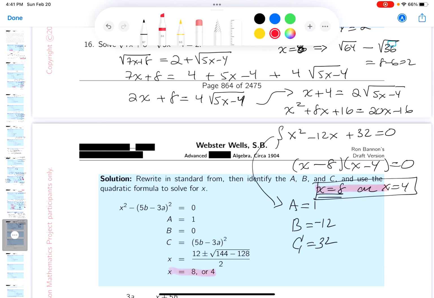I got that. Let me just see if they got the A, B, and the C wrong. Let me just see if the quadratic they wrote down is correct. What's this going to give me? X equals, well, twice the A would be 2. The opposite B is 12, plus or minus, let's see, 144. And then it's going to be minus 4AC. And 4 times 32, yeah, remarkable. So this is correct.